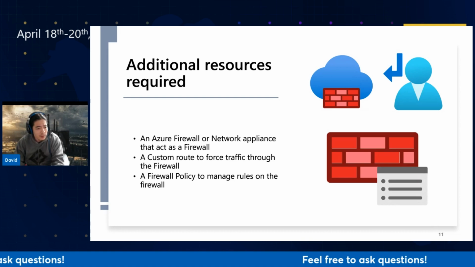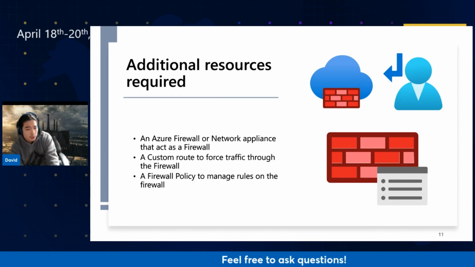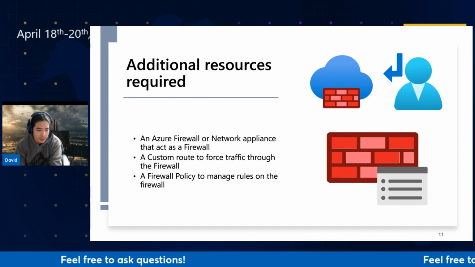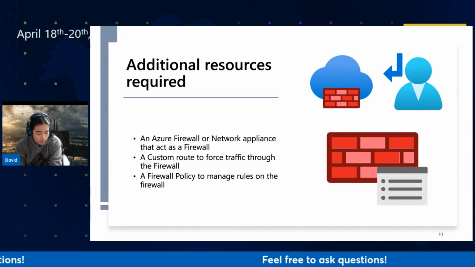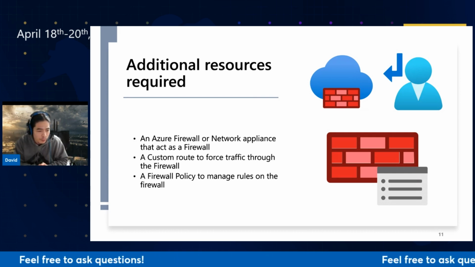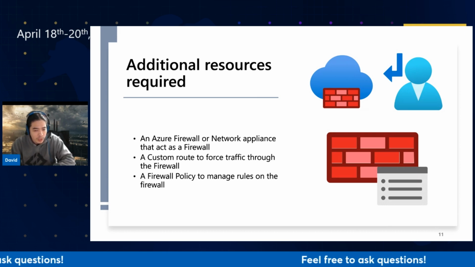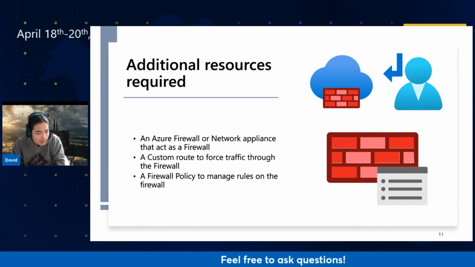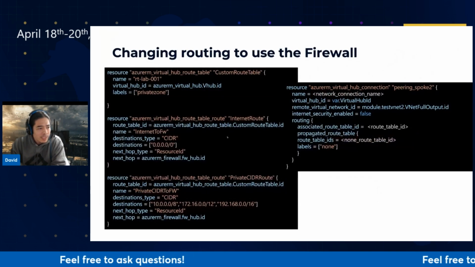Apart from that, if you want to enforce the firewall, you need to modify the routing, and that's why I talk about the routing in hub and spoke in virtual WAN, because you need to understand the routing configuration to be able to use your firewall. And then you obviously need a firewall policy to manage the rules, but we won't spend too much time on that. We want to focus on the routing today. All right.